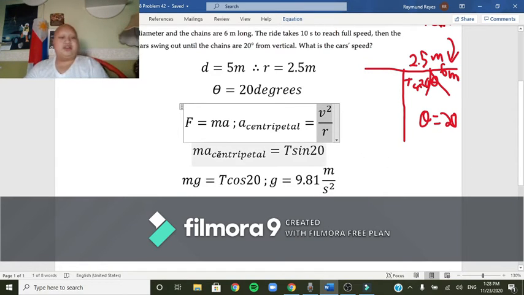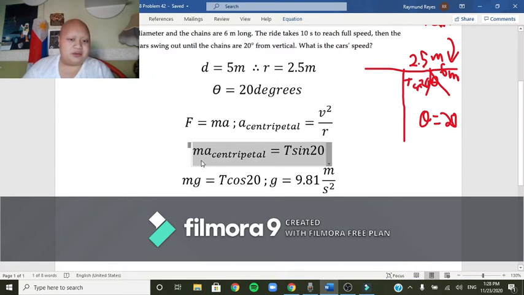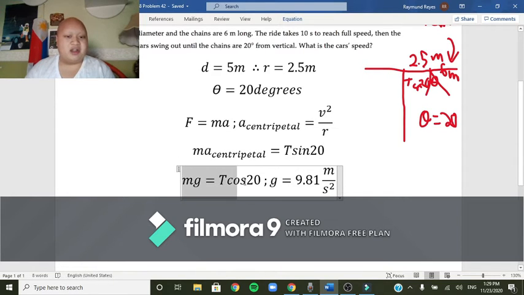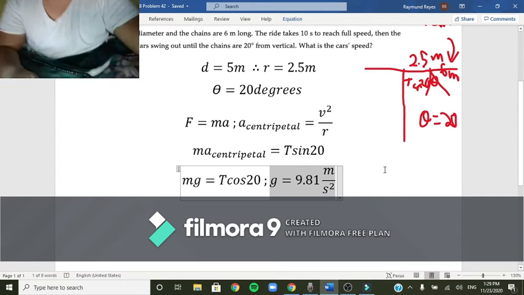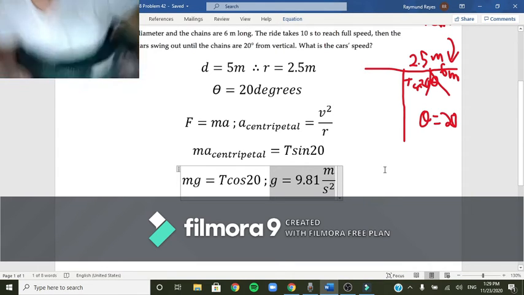So anyways, you get the x component where mass times centripetal acceleration equals tension sine 20, and the vertical component is m times gravitational acceleration equals tension cosine 20. But remember, as I keep saying in my videos, g is 9.81 meters per second squared. If you say it's 10 meters per second squared, you lost your kneecap privileges, okay?